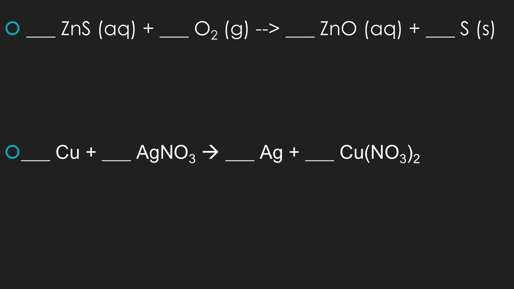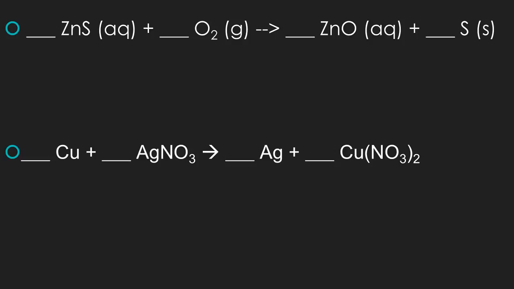Alright, so let's start balancing. If we look at this equation, don't worry about these aq's and g's and aq and s right here. They're just talking about the states of matter. It's not going to matter when we balance reactions. So I'm just going to read it without them. So ZnS plus O2 yields ZnO plus S.